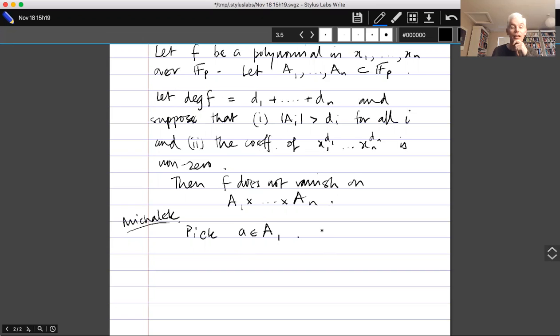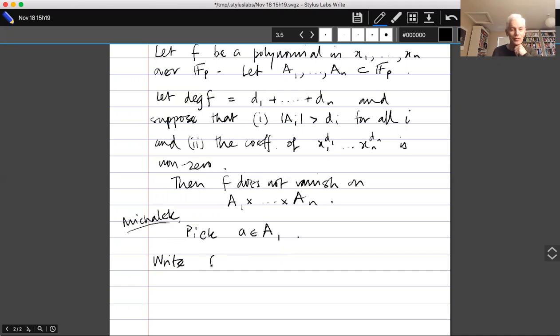So we'll pick a in A1, and now we're going to do something that may be slightly scary at first, which is polynomial long division. So you're used to polynomial long division for polynomials of one variable. We're going to do polynomial long division in several variables, but I'll explain that that's not as worrying as it might at first seem.